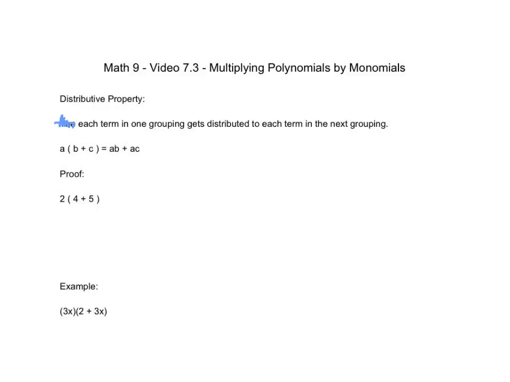Basically, what that means for our purposes is you will have a monomial, represented here in the general form as A. We're going to multiply that by a binomial, B plus C. It means that this A needs to be distributed to both of the terms. So that's going to result in A being multiplied by B and A being multiplied by C. And we recognize that the plus sign there means there's going to be a plus sign there as well.